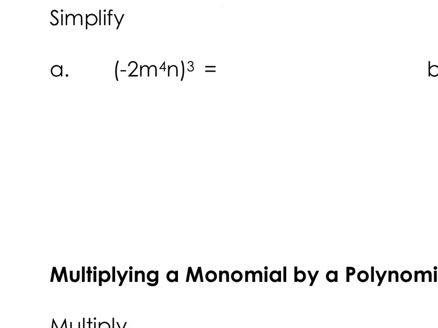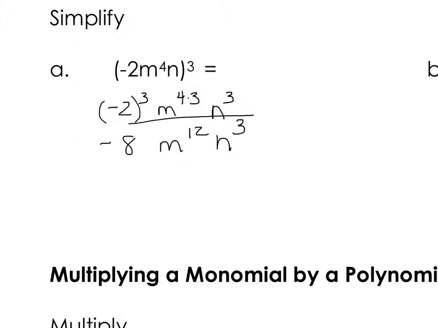How do you square or cube something? Well, we have a rule that says when you have exponents outside the parentheses, they apply to all the factors inside the parentheses. And if there is already an exponent inside the parenthesis, you multiply them. So that gives us negative 8, m to the 12th, n to the third.